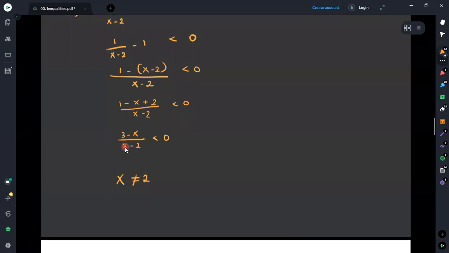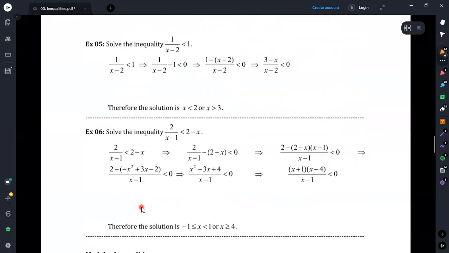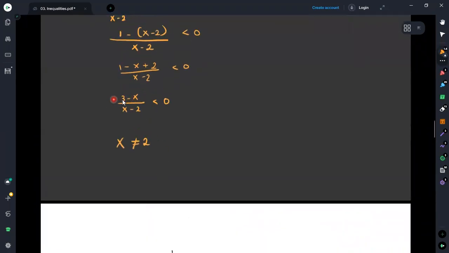Therefore we have to find out the region. To do that, we can take the possible values by equating the numerator and denominator separately to 0. If we equate 3 minus x to 0, we get x equals 3. If we equate x minus 2 to 0, we get x equals 2. But we cannot take the value 2, because if x equals 2, the inequality will not exist there. Therefore x cannot have the value 2.